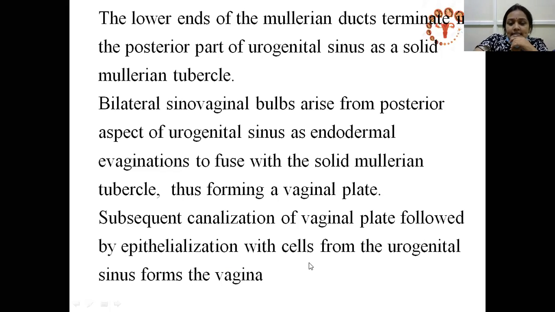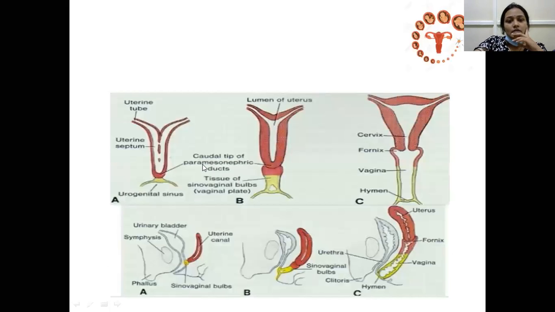Why is it specifically mentioned as epithelialization with cells from the urogenital sinus? Because the complete vaginal plate will have the epithelium from the urogenital sinus. So it is endodermal in origin, not mesoderm. See here it is represented.